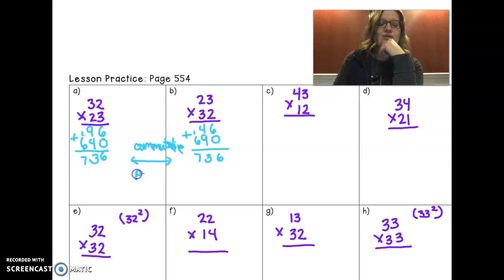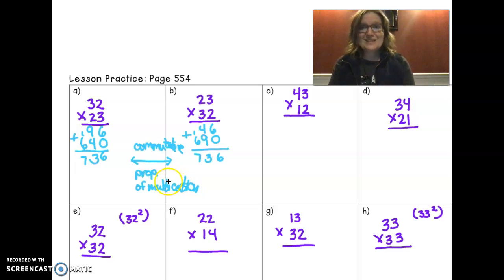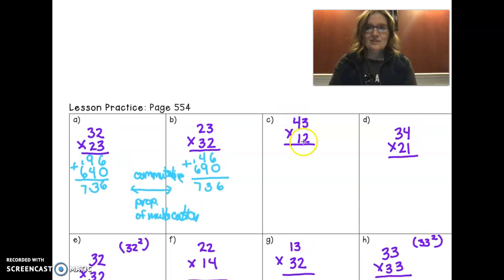Of multiplication. Meaning that it doesn't matter the order that they're in, you will still get the same number. Now, had that little side note. Let's begin again. Seems like we're doing a lot of 2 times 3.